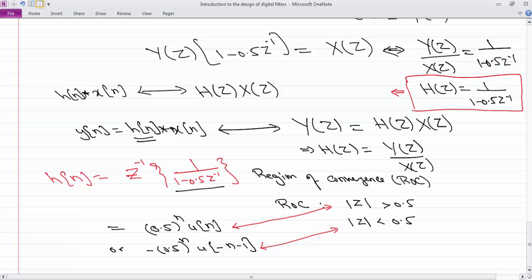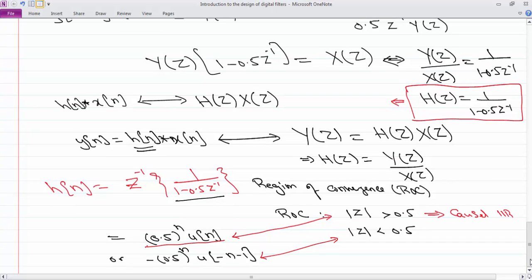So we will of course go with this first region of convergence, because if you look at h[n], if you remember your definition of causal systems, the first one is a causal system. The second one is not a causal system. The second one is going from minus infinity up to 1. The first one is going from 0 to infinity. So this is a causal IIR filter, and we'll go with that one. Okay. So the point of all this exercise was that we end up with an impulse response.